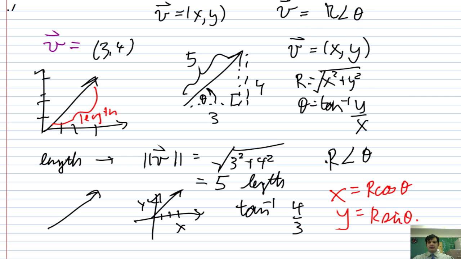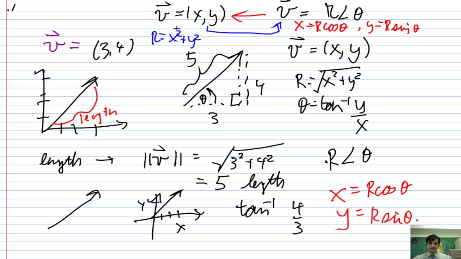To go from this form to this form, I use x equals r cos theta and y equals r sine theta. To go from this form to the other form, we use r equals the square root of x squared plus y squared, and theta equals the inverse tangent of y over x. So that kind of sums up what we're doing.